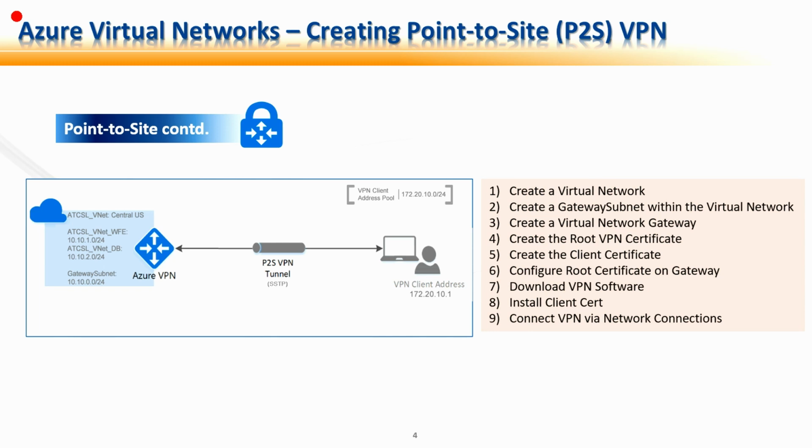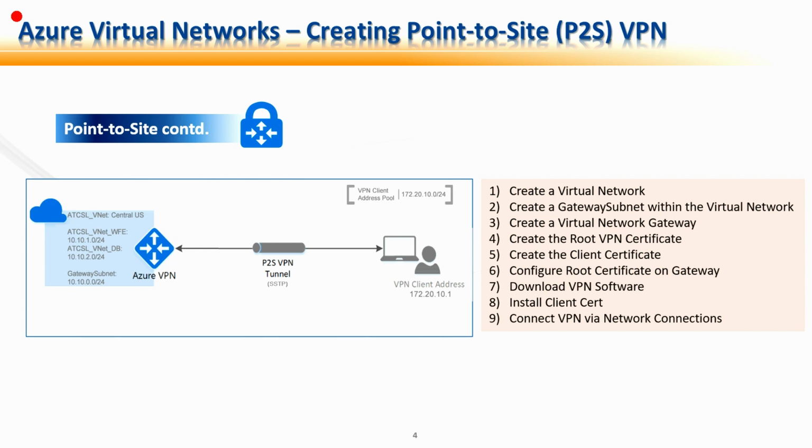So we already have the two WFEs that we created under two different subnets. One was ATCSL_VNet_WFE, which used the address space of 10.10.1.0/24, whereas for the subnet with DB, we had 10.10.2.0/24 as the subnet IP address range.